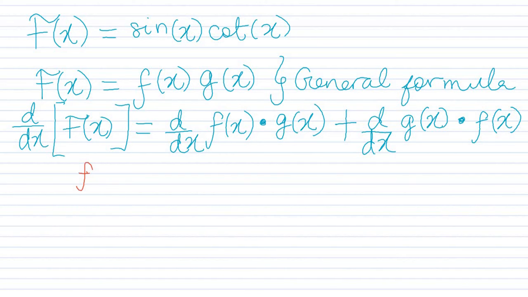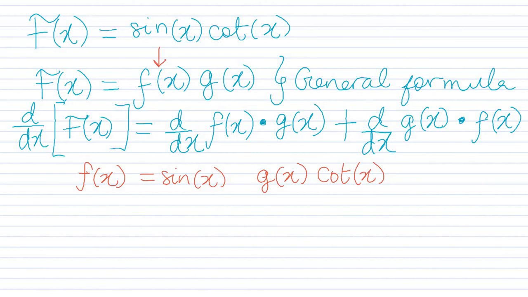And we have the first subfunction f of x to be sin x, the second subfunction g of x to be cotangent x. So the first subfunction is sin x if we compare these two together, and the second subfunction is cotangent of x. Now that we have that, we can input it into the product rule formula. So we have the derivative of sin x cotangent x.